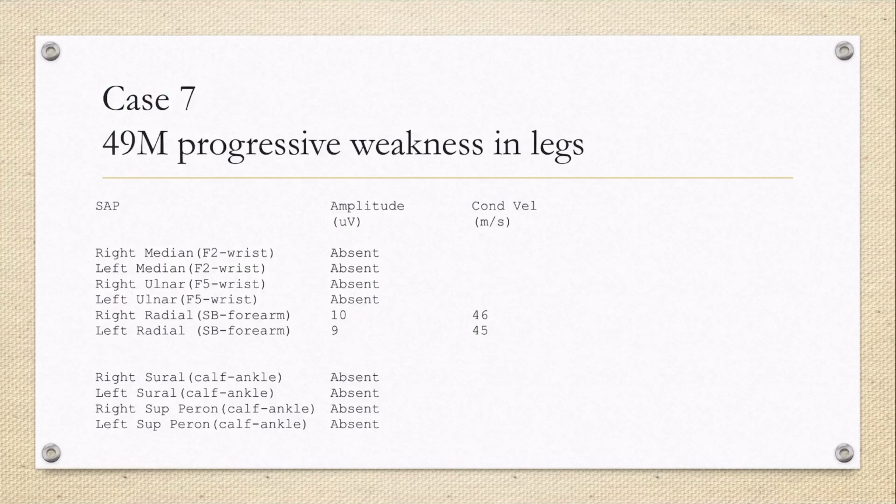Case number 7. So we have a 49-year-old gentleman with progressive weakness in the legs. Let's start down at the bottom. We've got absent sural and superficial peroneal, so those are all down. So we're dealing with peripheral neuropathy. Let's have a look at the upper limb. We've got median and ulnar responses. Well, they're obviously down, they're gone. The radial responses are down as well. So the only thing we've got left so far in this scenario are reduced radial SNAPs. So definitely a peripheral neuropathy.